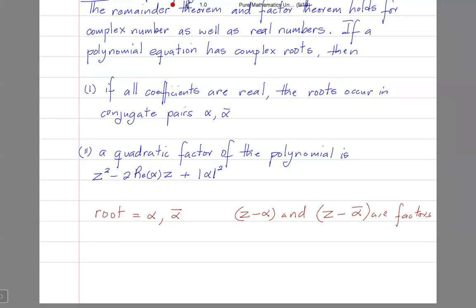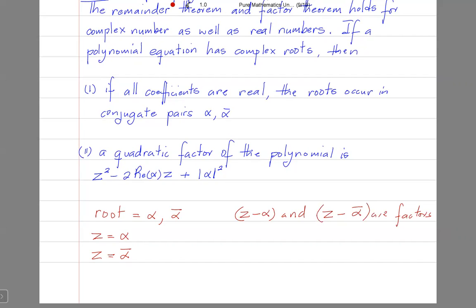Now, when I made that statement, does that make sense for you? So, for example, if I'm saying to you that z is equal to alpha and z equal to the conjugate of alpha are roots, it means that z minus alpha and z minus the conjugate of alpha are factors. Does that statement make sense to you? Yes, sir. All right, good.